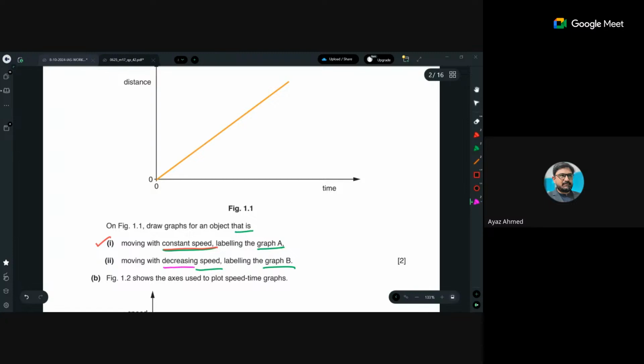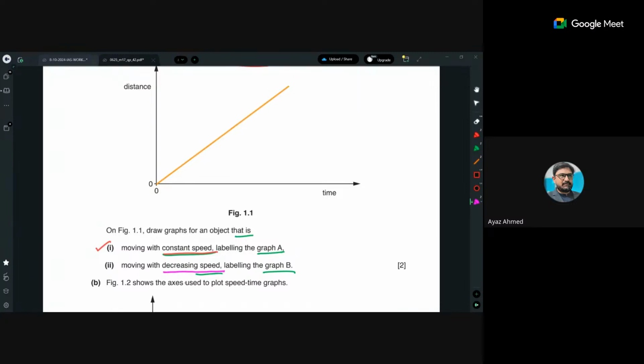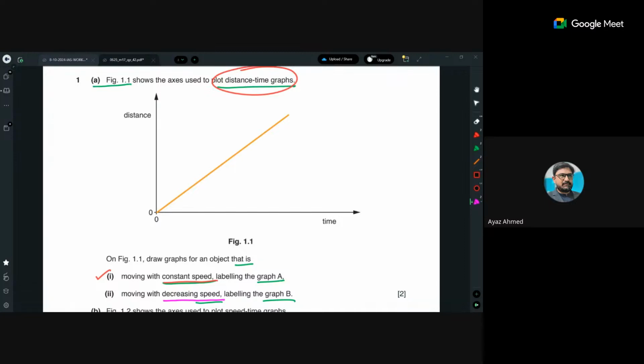Then moving with decreasing speed, how will you manage that one? Decreasing speed should be a curve, not a straight line. Decreasing, I mean decline, incline, what will that be? I think it will be a curve. Curve. Okay, so with which feature?